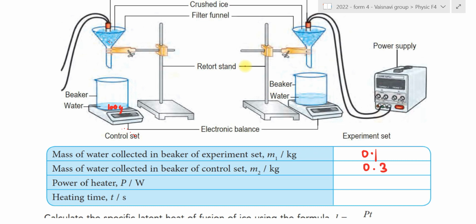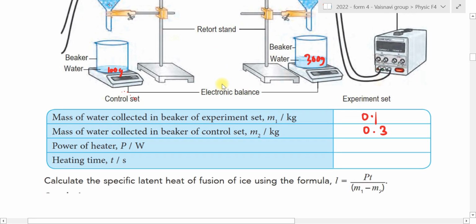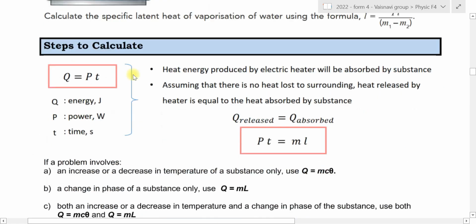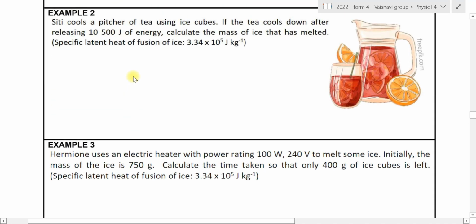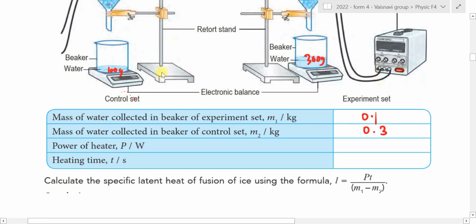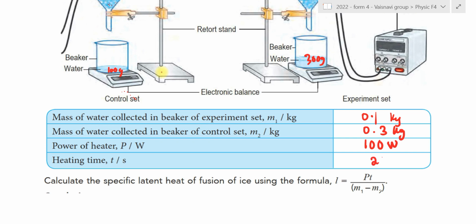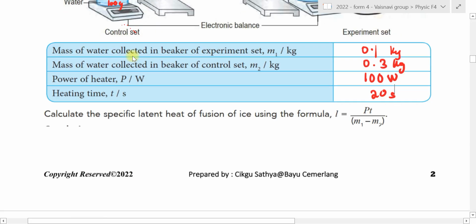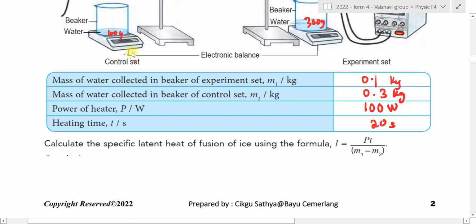0.3 katakanlah 0.3 kg lah, maksudnya 300 gram of water. Okay, so the power of the heater, let's say biasa berapa watt? Kejap, kita curi dari soalan. Kita letak 100 watt. Let's say it's 100 watt. Masa pemanasan, let's say 20 second. Okay. Calculate the specific latent heat of fusion.